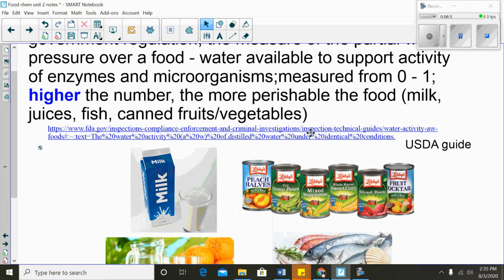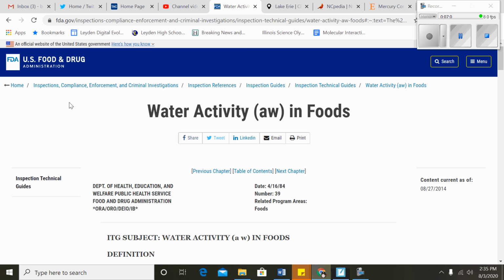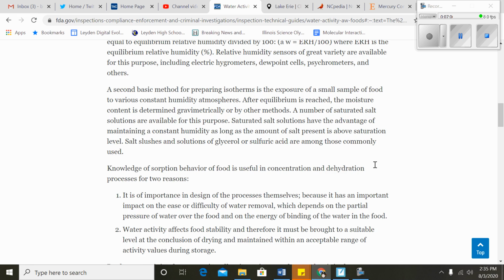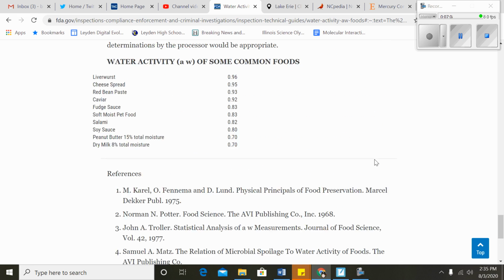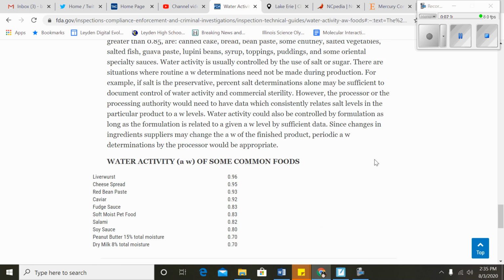And then I do have this guide. You're free to click on this. I will post the link, but I do have it here as well. So I just went to the U.S. Food and Drug Administration, and you can read through this if you'd like, but I just went down here to this list so you can see some examples, right?